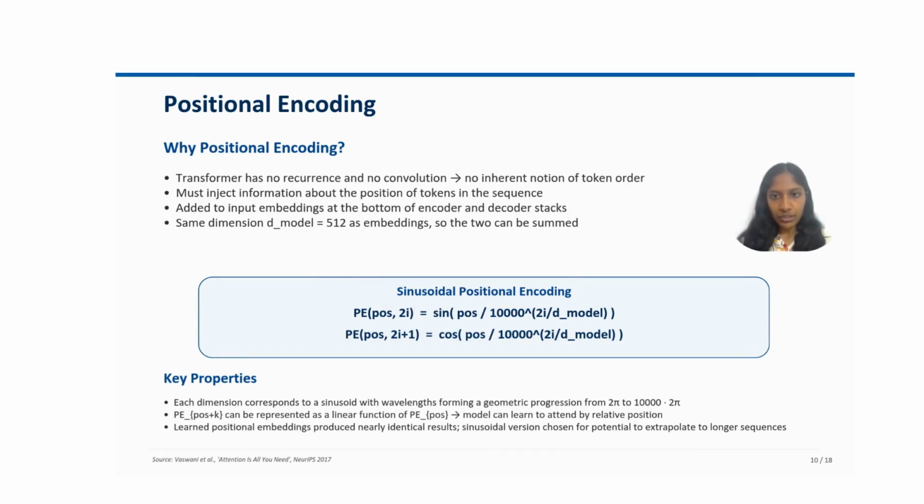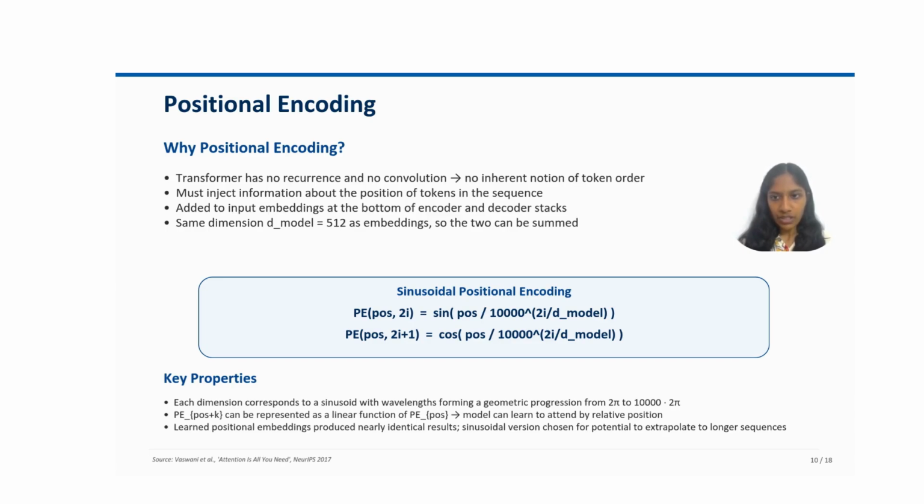Coming to the positional encoding, one of the unique challenges in the transformer architecture is that it does not inherently capture the order of tokens since it does not use recurrence or convolution. To address this, positional encoding is added to the input embeddings. These encodings provide information about the position of each token in the sequence.